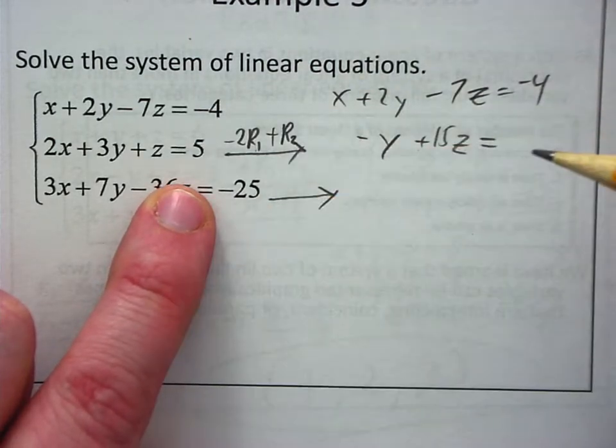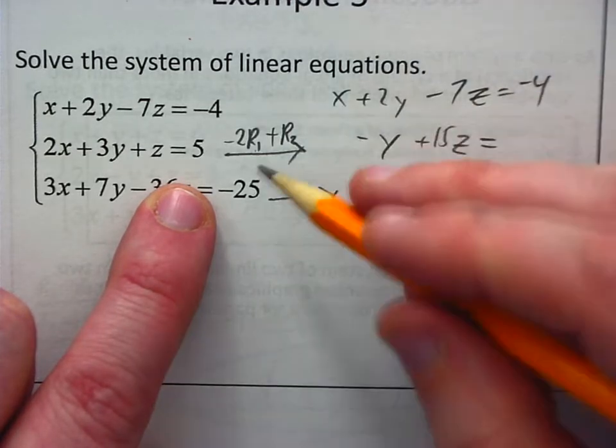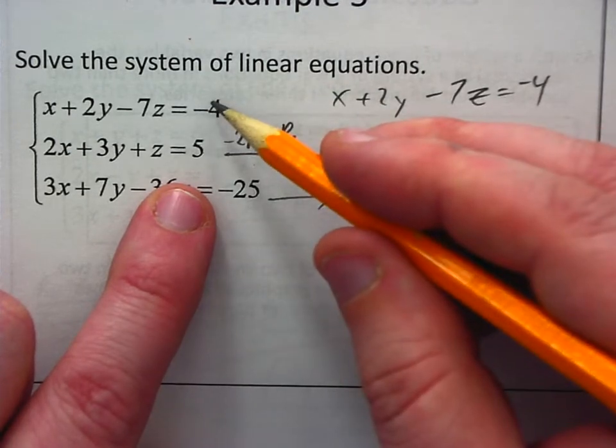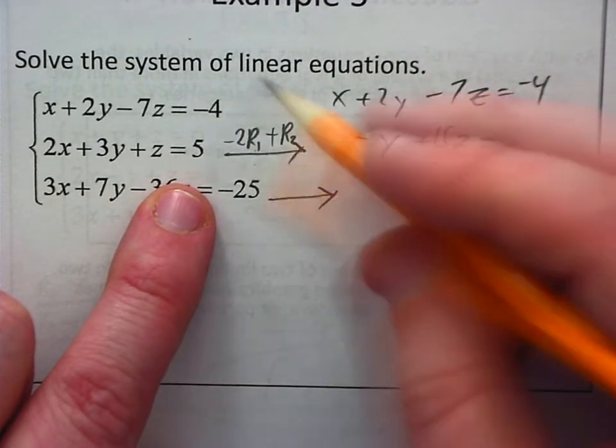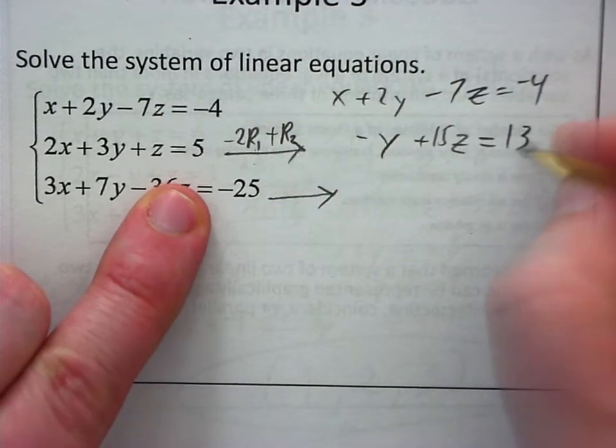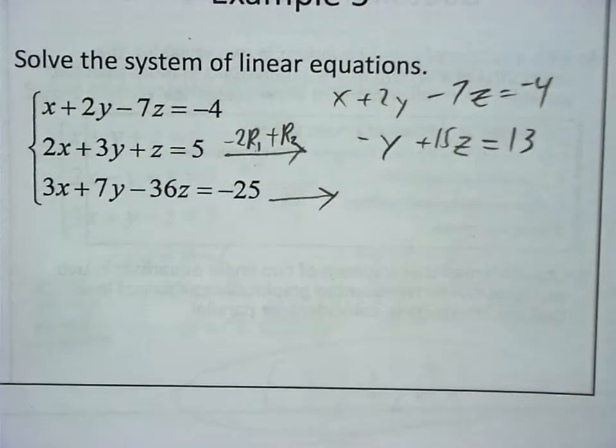9. No, not 9. 13. You have negative 2 times negative 4. It's positive 8. Don't lose the negative signs. That's what's going to catch you on this stuff. So I have 8 plus 5, so 13. Now in the next equation, what would I do to get rid of the x?